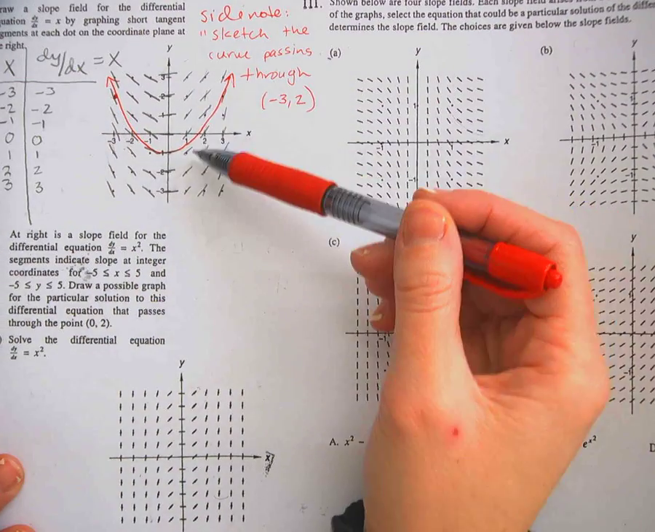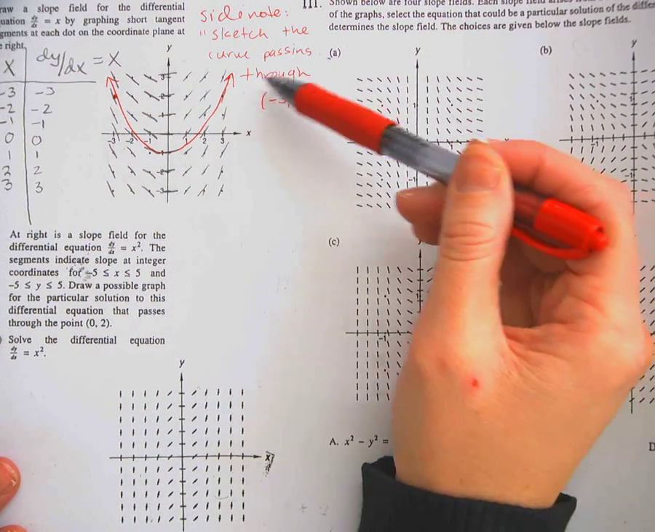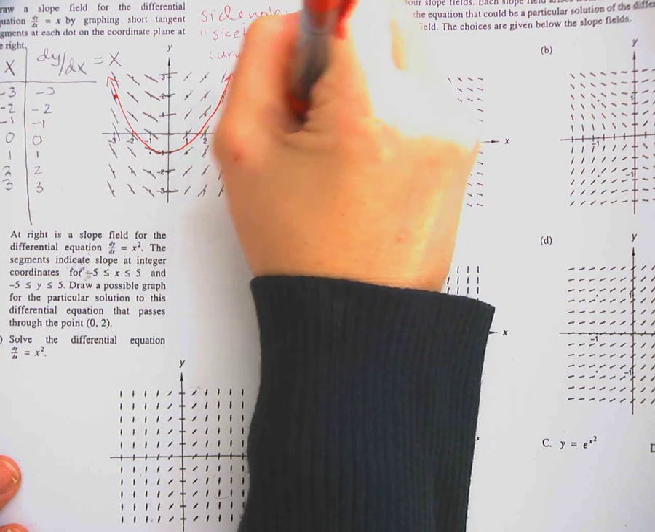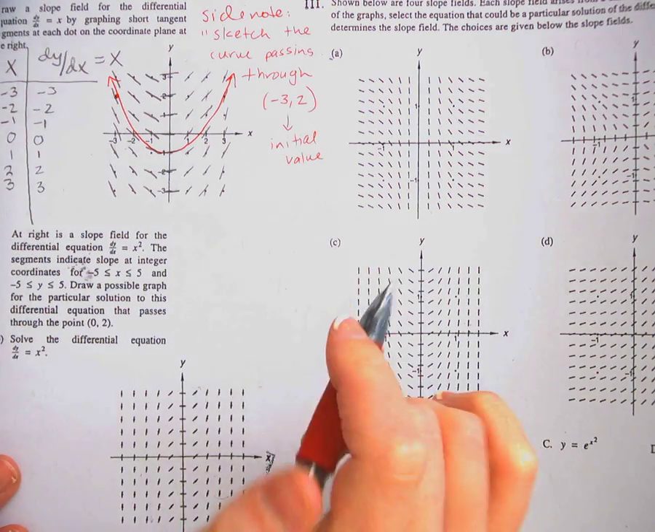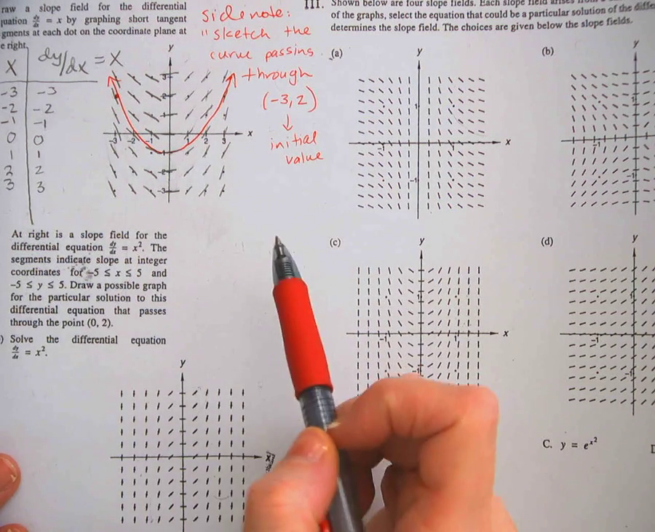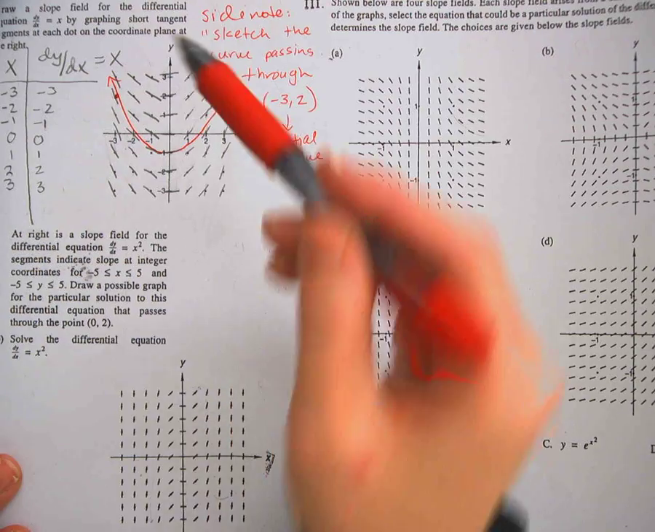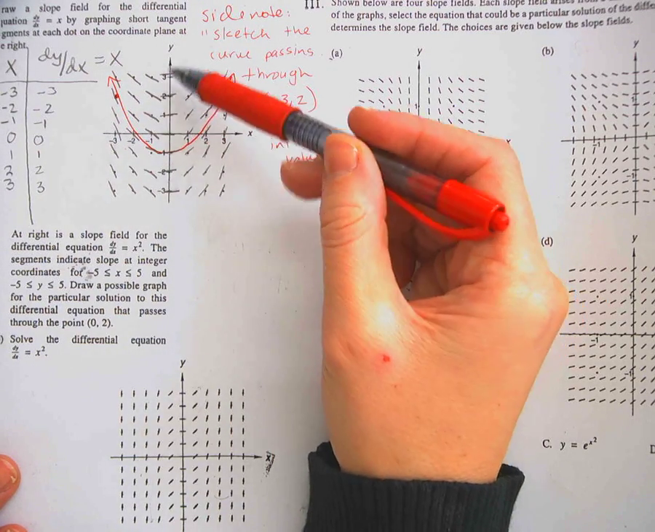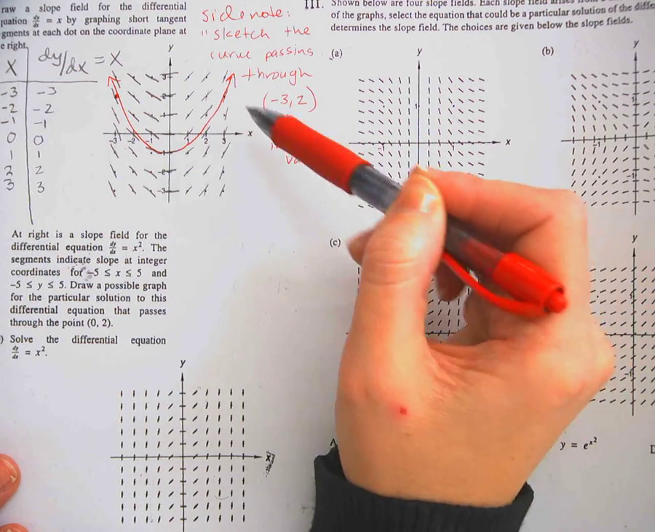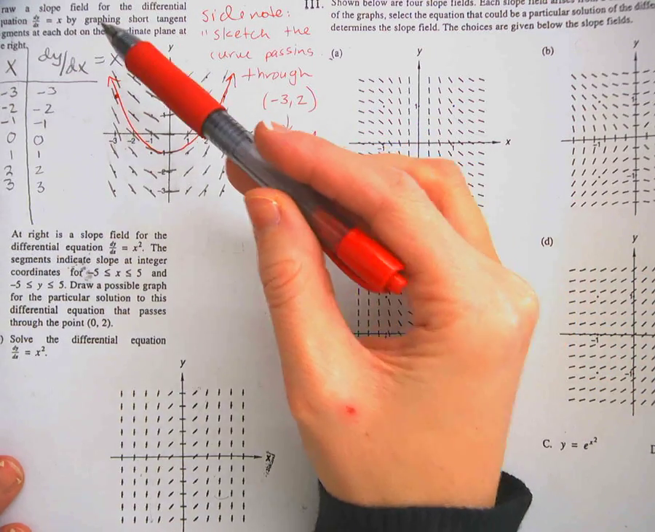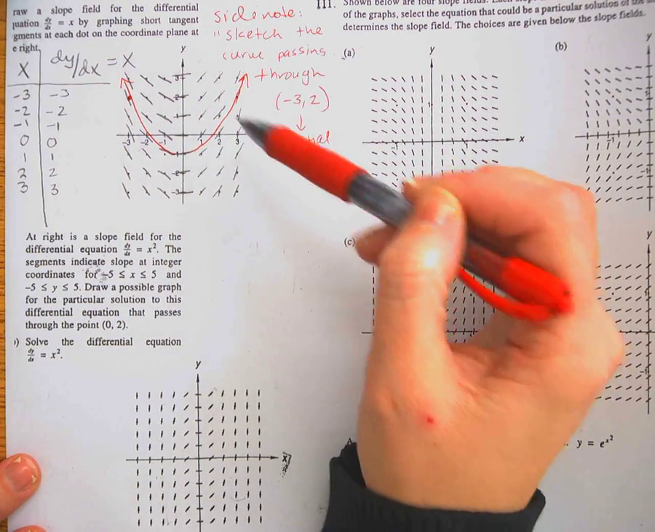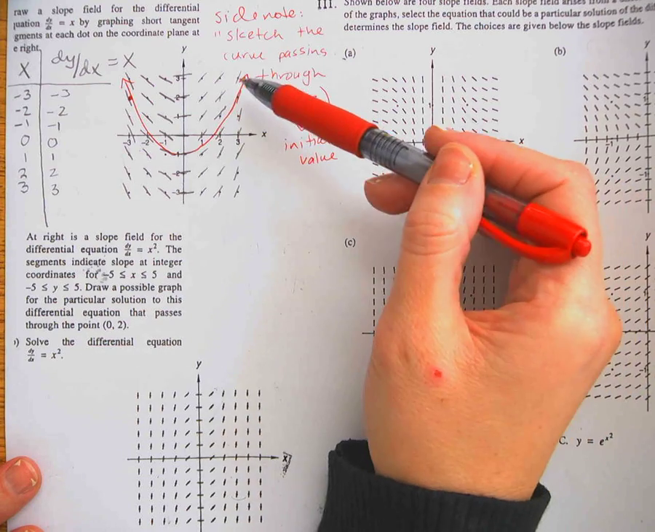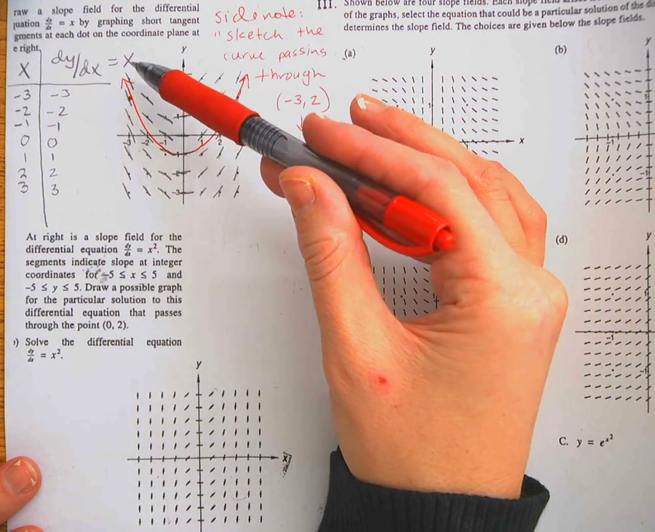Now notice, if I had been given a different point, so you could think of this as like the initial value. Notice if I'd been given a different point, my parabola could maybe be up here, or it could maybe be down here, because the constant changes. When you have a different initial value, it changes the constant. These slopes are the collections of all the slopes of all the possible antiderivatives, but as soon as you give it a point, that narrows it down to just one particular antiderivative.